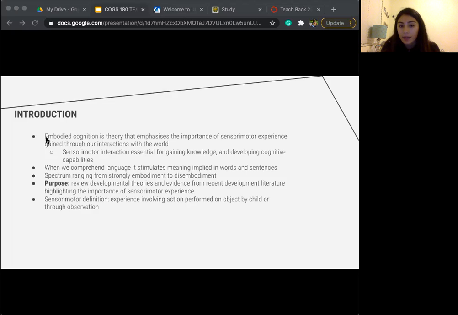The purpose of this paper is to review the developmental theories and evidence of recent developmental literature, highlighting the importance of sensory motor experience. Sensory motor here is defined as the experience involving action performed by children or through observation.